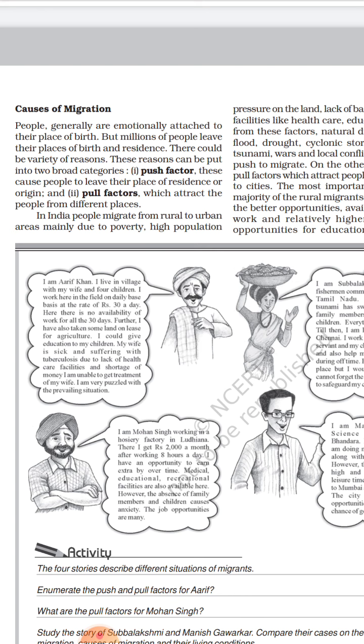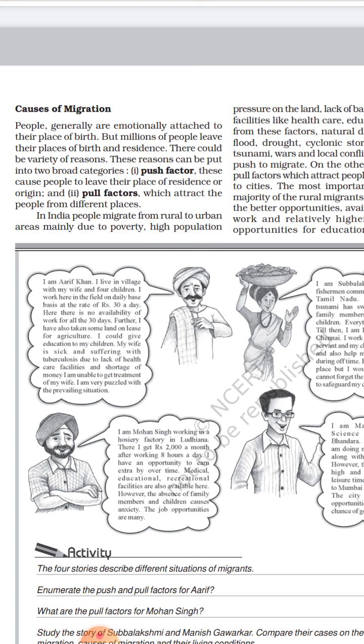A push factor causes people to leave their place of residence. For example, in comparison of rural and urban areas, push factors work in rural areas to make people leave their place of residence, whereas pull factors attract people to urban areas, because they offer better infrastructure, better healthcare facilities, education facilities, and many other reasons. Poverty can also be a factor of rural to urban migration.